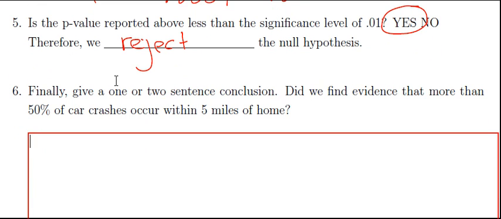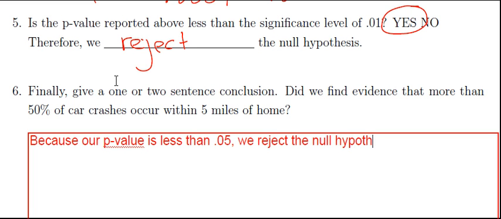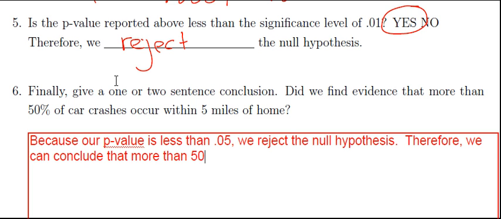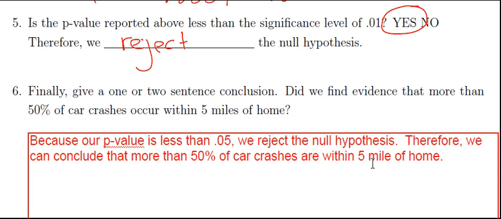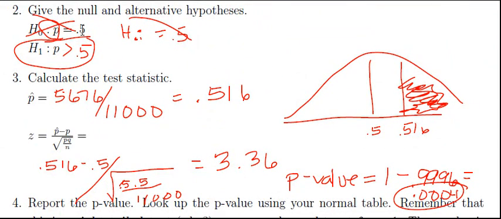Okay, so let's see. Because our p-value is less than 0.05, we reject the null hypothesis. Now notice I haven't put it in context of the problem yet. Therefore, we can conclude that more than 50% of car crashes are within 5 miles of home. Okay, so I said we rejected the null. That was based on our p-value being small. And then I also said we concluded that more than 50% of the car crashes are within 5 miles of the home. And I said that because we rejected the null and accepted the alternative. And the alternative says that the proportion is greater than 0.5.